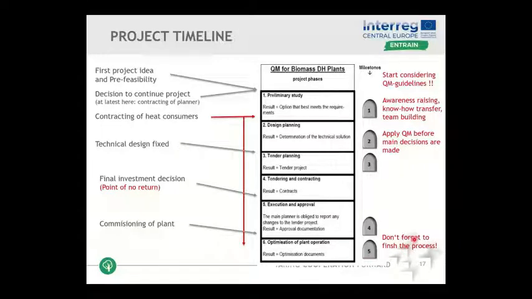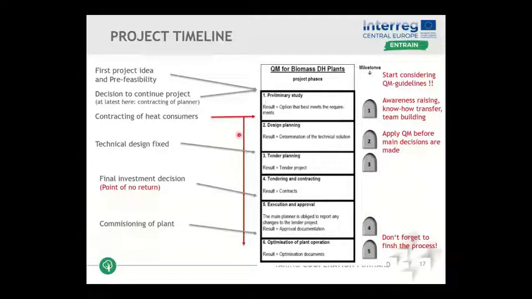Do not forget, that's a very common mistake within the QM process, do not forget to finish the process. There are very important steps in the end. We showed it in the last training. This is monitoring and optimization, which is sometimes not considered as important anymore. We have the plant now, it's running, that's fine. But in the last training, we showed you why this is extremely important and you should never stop doing monitoring and optimization.